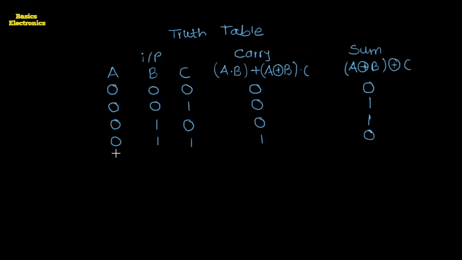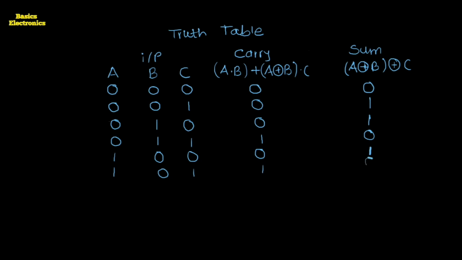The next combination is A equals to 1, B equals to 0 and C equals to 0. Here we get the carry equal to 0 and sum is equal to 1. When A is 1, B is 0 and C is equal to 1, you get here the carry is equal to 1 and the sum is equal to 0.